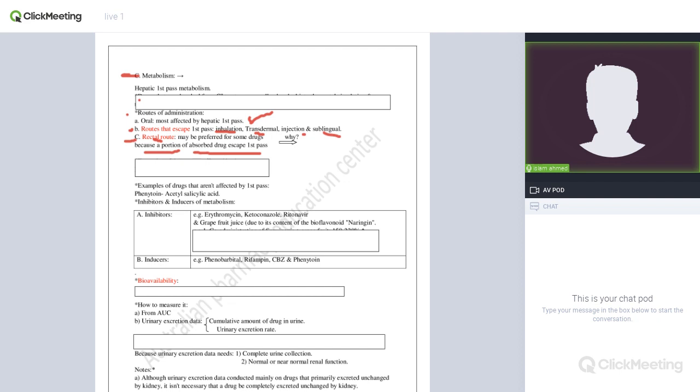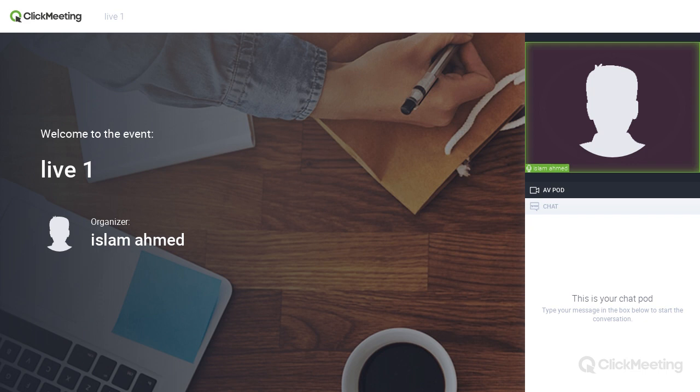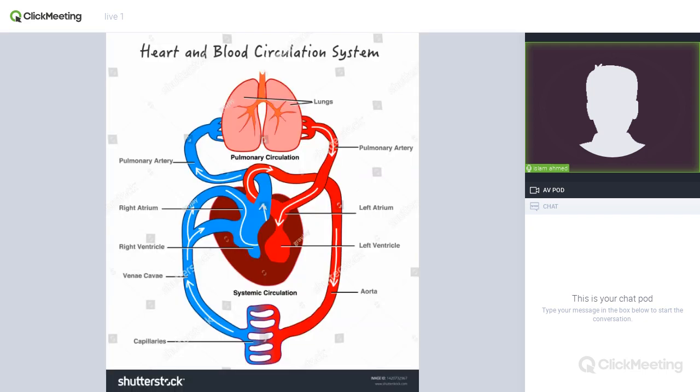So let me show you something. Sorry, I will illustrate that now. Just 1 minute. Yes, we have that diagram, that shape, that picture.